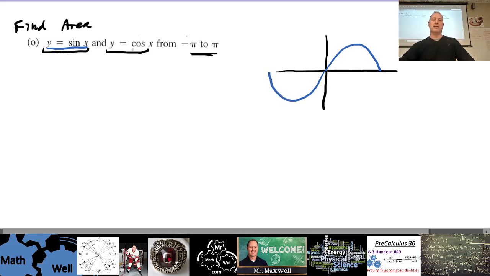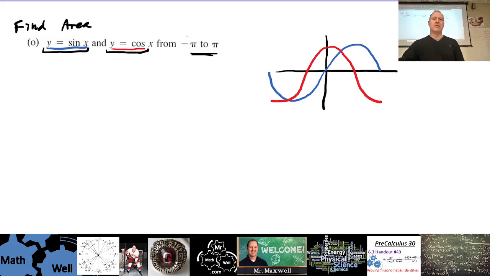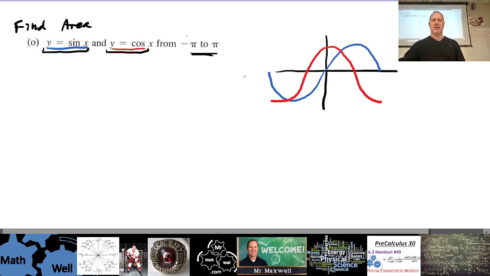And cosine, which we'll do in red, just a rough sketch again, starts at 1 instead of starting at 0, and then sort of mimics this, right? So we've got this, and then we've got this, roughly. So between negative pi and pi, this would be negative pi here, and we have positive pi over here.